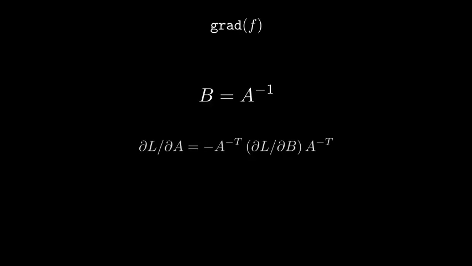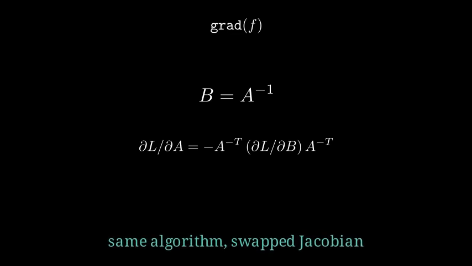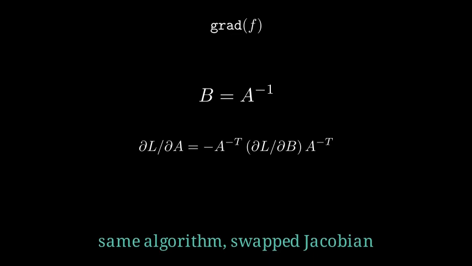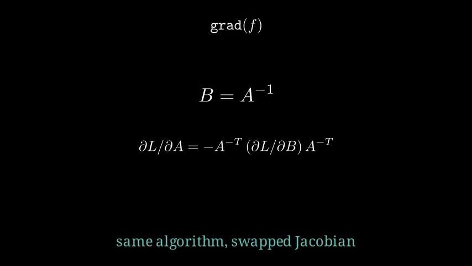3 totally different formulas, and the algorithm around them stayed the same. Every time. Third, the matrix inverse. B equals A inverse. Differentiate the identity A times A inverse equals the identity matrix, and the adjoint falls right out. The gradient with respect to A is minus A inverse transpose times the gradient with respect to B times A inverse transpose. 3 very different formulas, and yet the algorithm around them never moved. We only swapped the Jacobian.